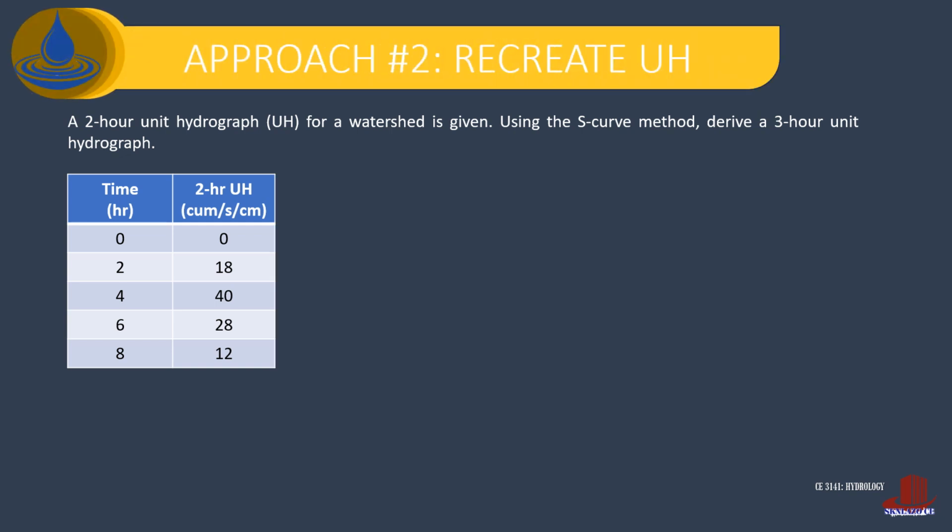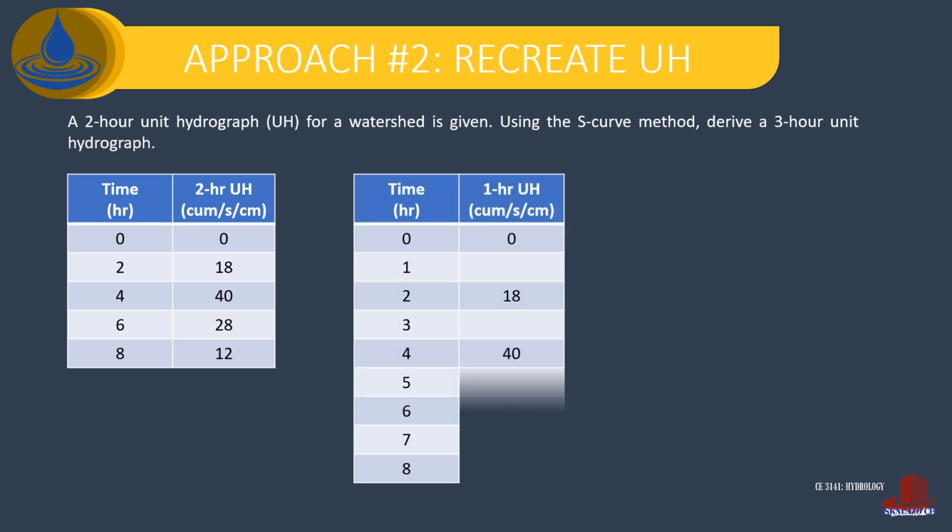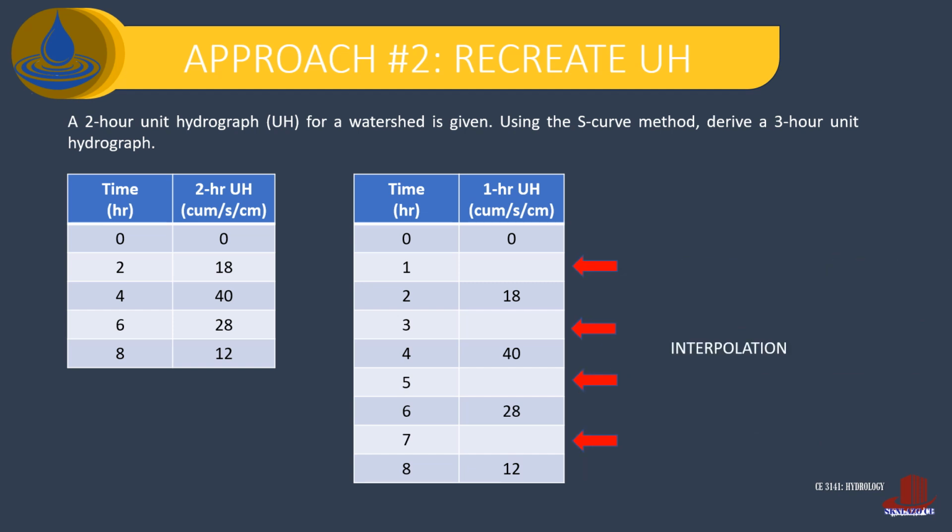An alternative approach to this problem is to recreate the 2-hour unit hydrograph to have the required UH as a multiple. We should create a 1-hour unit hydrograph to be able to lag the required 3-hour unit hydrograph. We already have coordinates at T2, 4, 6, and 8. But what do we do to look for the missing entries?